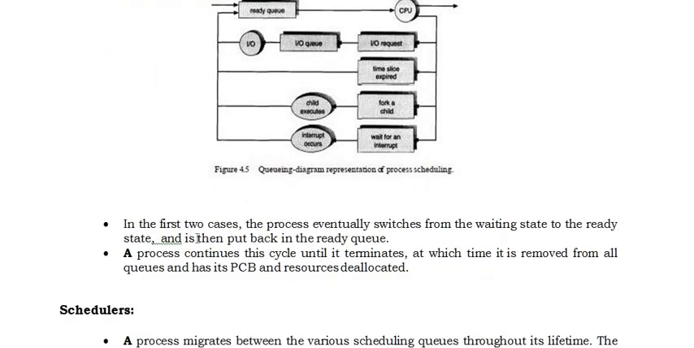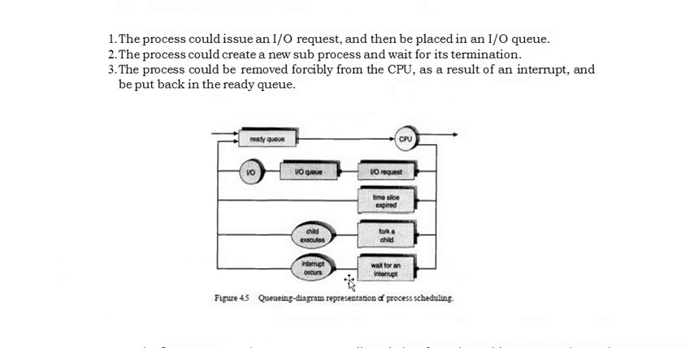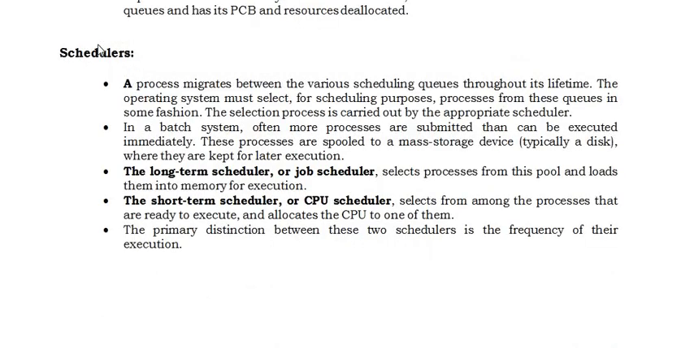ஓகேவா? Next, in the first two cases the process eventually switches from the waiting state to the ready state and is put back in the ready queue. First two states. Okay, a process continues this cycle until it terminates. Enga varudhaleya again it running, right? So the process complete ஆகிற வரைக்கும் இந்த process வந்து again and again run ஆகிட்டே தான் இருக்கும். Okay, at which time it is removed from the queue and its process control block and resources are deallocated. Once everything is controlled and finished, it has been deallocated. Resources வந்து they will be deallocated. Clear? So next is the scheduler.